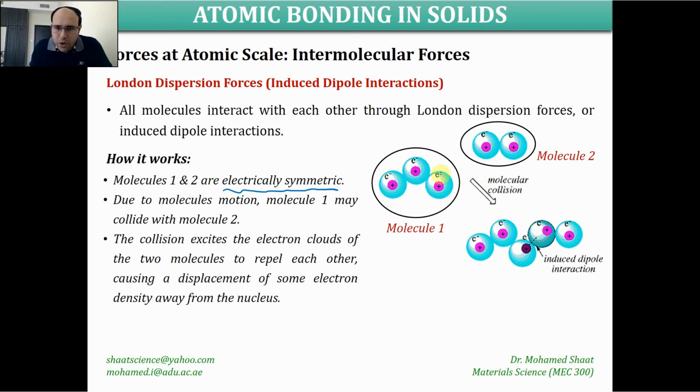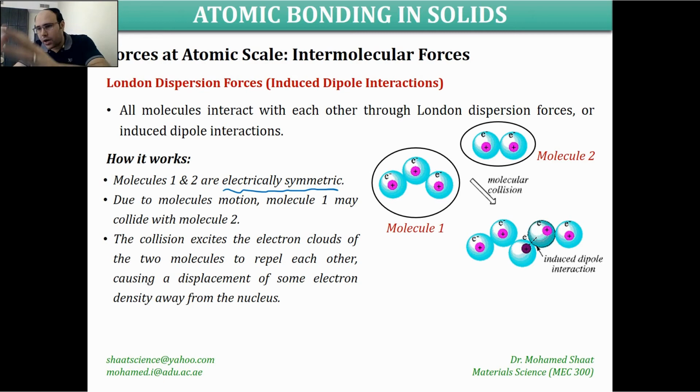So there is one molecule here that consists of 3 atoms, and this molecule consists of 2 atoms, and everything is symmetric in terms of electricity. So what does it mean? For example, if we choose this side of this molecule, it will have a negative charge that is equivalent to the other side. This side has a negative charge that is equivalent to this side, and so on. So there is kind of symmetry in the electricity or the charges all around this molecule.